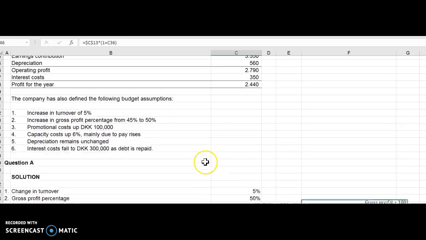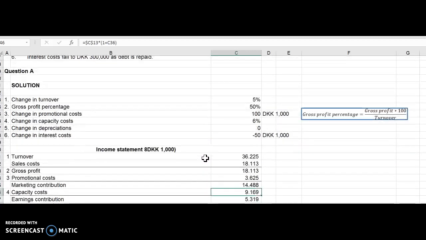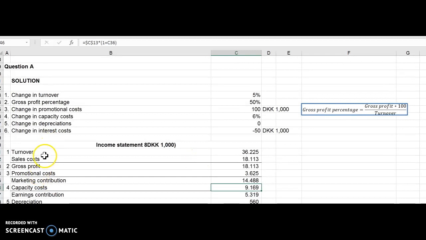So it's very simple. We take here in the budget year, we take the turnover. It was an increase of 5%. So we take, as you can see here, the old amount from last year, and we multiply by 1.05.